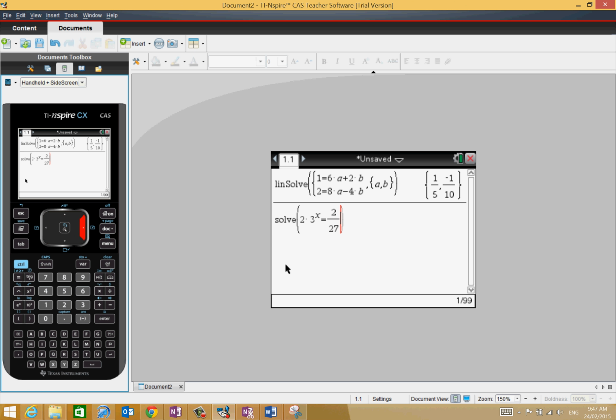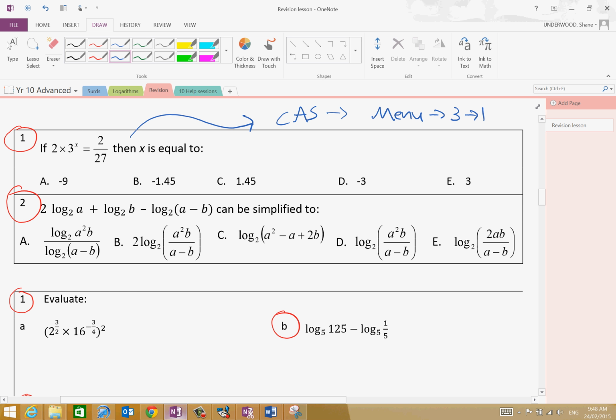The comma x. The calculator is absolutely silly. It does not know what it's doing. However, if you tell it, go find x for me, that's what I'm looking for, the calculator will go, yeah, x is negative 3. But I'm going to show you, first of all, just pure algebra.